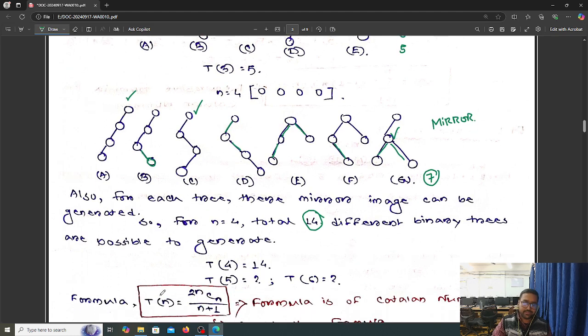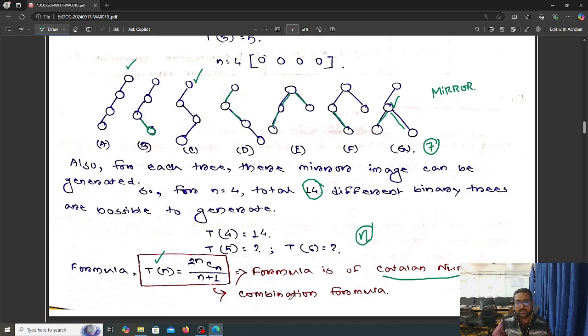The formula is Tn equal to 2n Cn by n plus 1, where n is the number of nodes, and this formula is called the Catalan number formula.